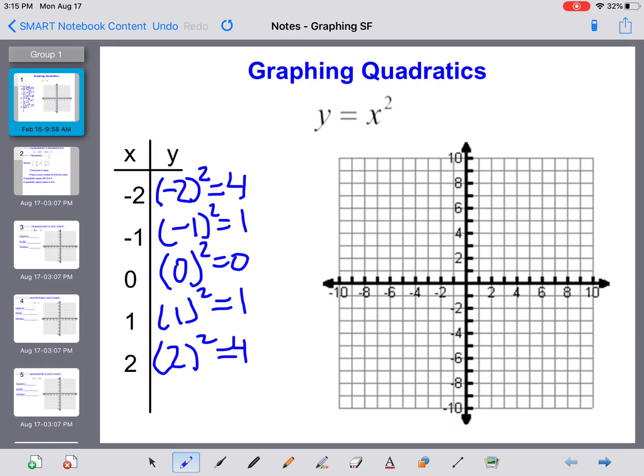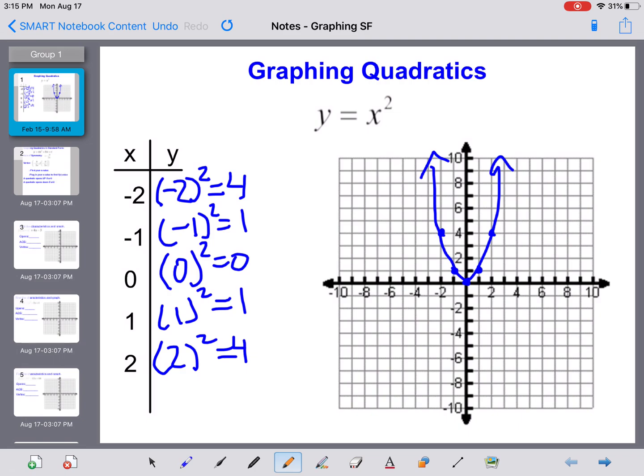we get 4. And so when we graph these on our graph, we can go -2, 4, -1, 1, 0, 0, 1, 1, and 2, 4. And that should give us a parabola that looks something like that. And so that's our basic parabola that we have.